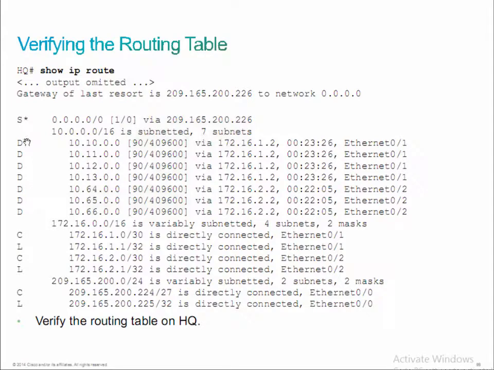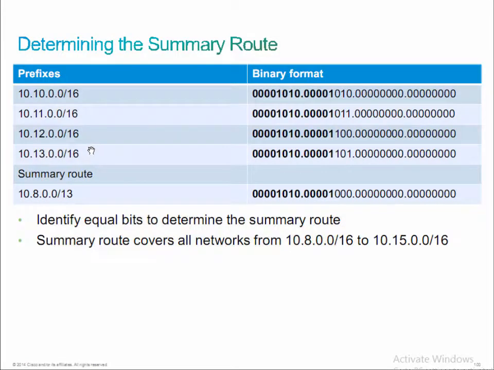There's all 7 of our EIGRP routes. 1, 2, 3, 4, 5, 6, 7. So now we need to go ahead and calculate our summaries. We actually did this exercise in one of our previous lessons. I think you guys remember when we did that.